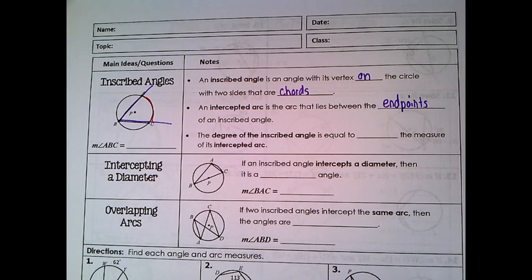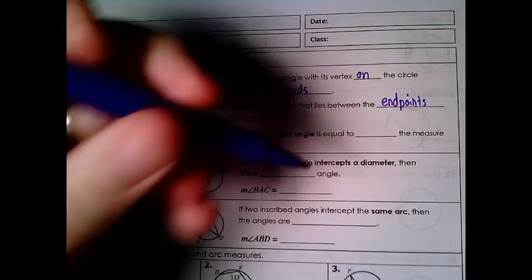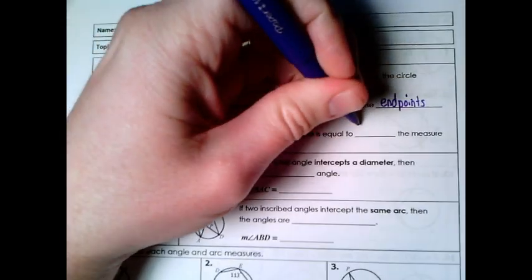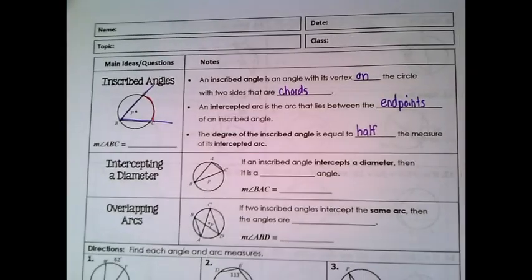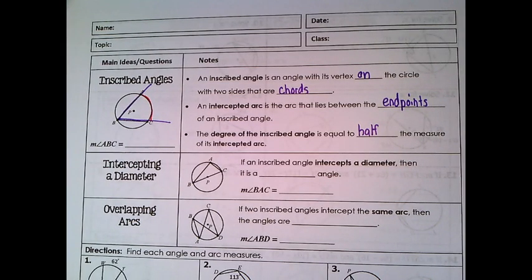Okay, and then the other big concept is the degree of the inscribed angle is equal to half the measure of its intercepted arc. Okay, so the next thing, and again, we go through these notes and then we start doing them, and then these notes are better actually after we do the problems as a good reference.